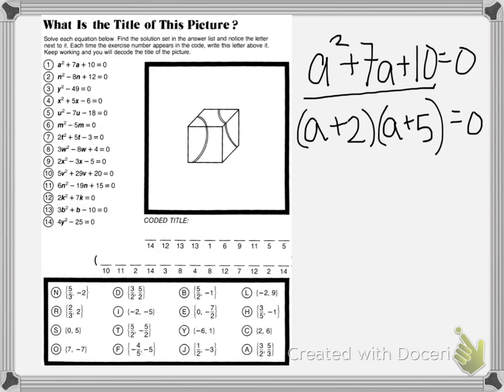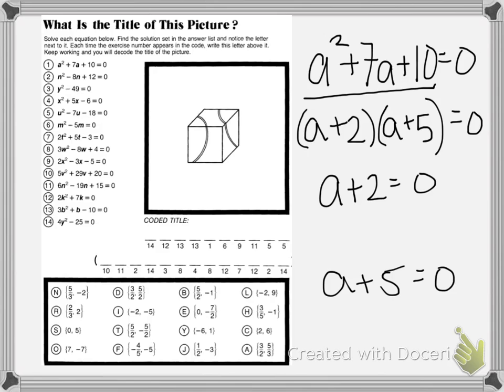Break them up into their own 2 separate problems. A plus 2 equals 0. A plus 5 equals 0. Usually I do them side by side. You can do them like this. I would caution you to not do it this way. You might forget the a plus 5 and just go with one answer.